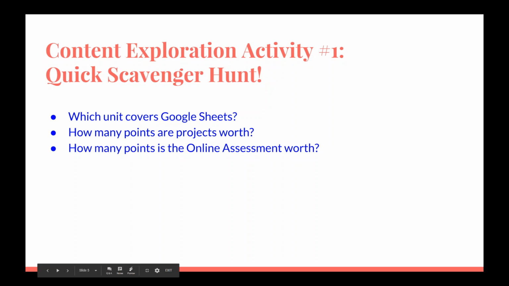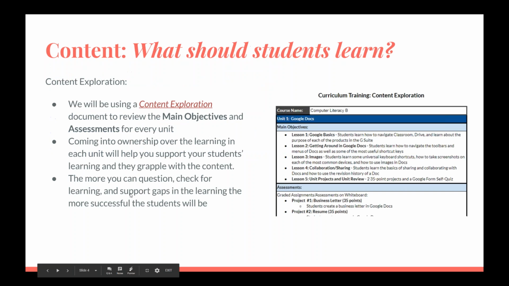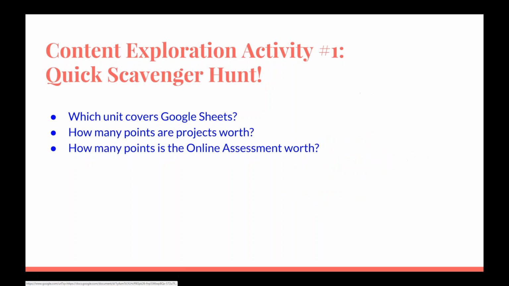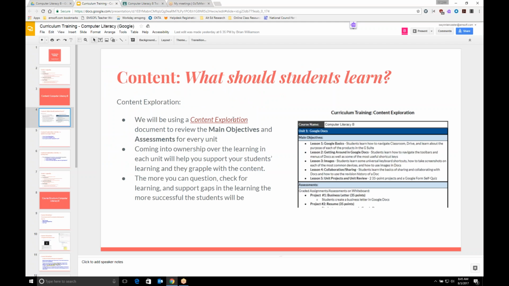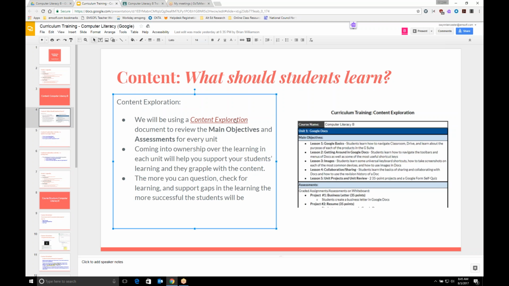Okie dokie. But if I was a guessing man, I'd say Google Sheets is Unit 7 or Unit 2, however you want to talk it. The projects should be worth a total of 70 points, and then the test worth 30. Or flip that. We're gonna stab in the dark and hopefully get it.